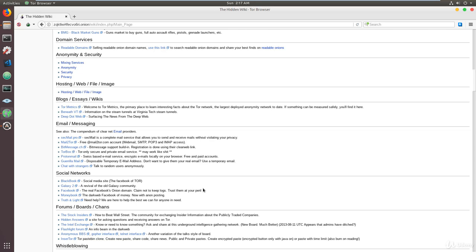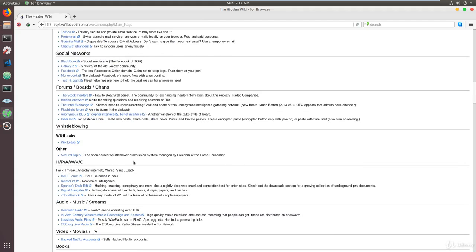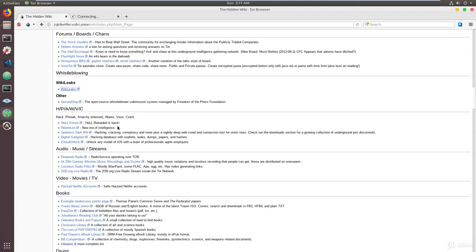As for money book, a dark web Facebook for money, there's a lot of stuff on the deep web or the dark web. And finally, you have your forums, your WikiLeaks, which is quite interesting as well. You can go ahead and check that out. So I can just open that up in the next link. So we'll let that load while we look at this.